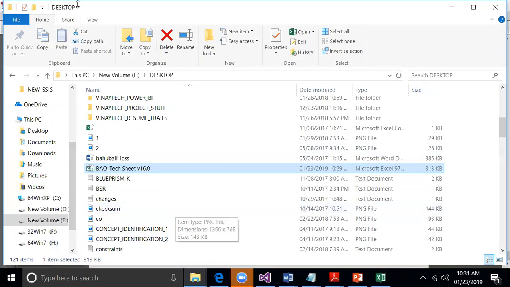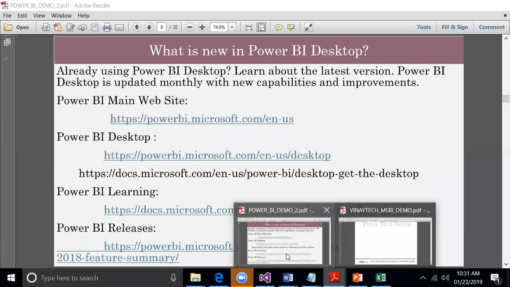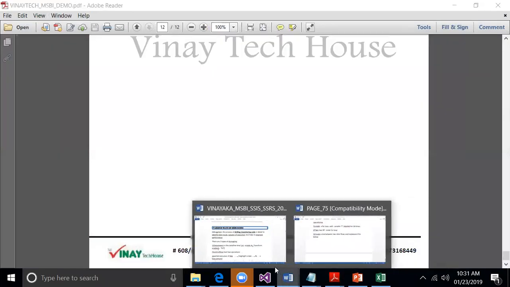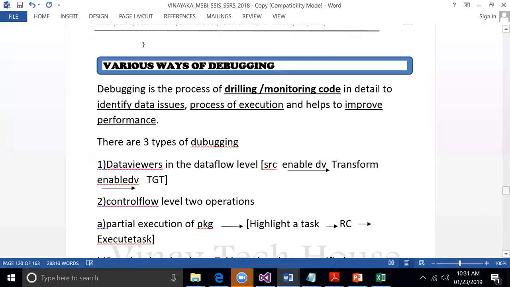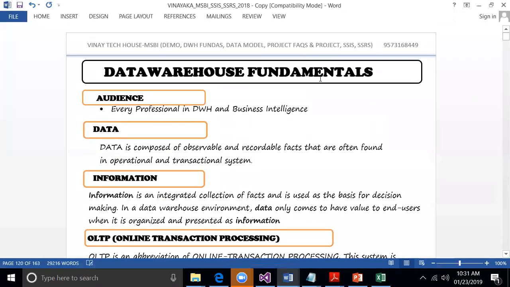Next. We partially discussed data warehousing fundamentals in the last class. Today I will complete the first part, warehousing fundamentals. The first theoretical topic I'm closing, and tomorrow we will start SSIS. The other day onwards, it will continue.